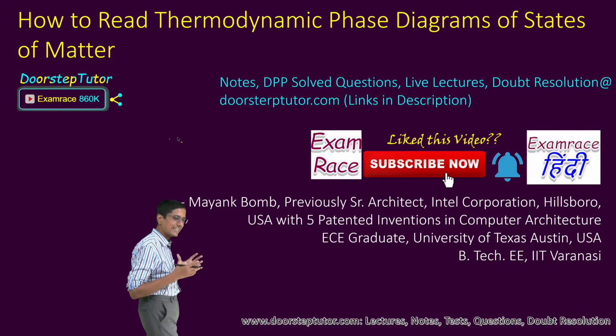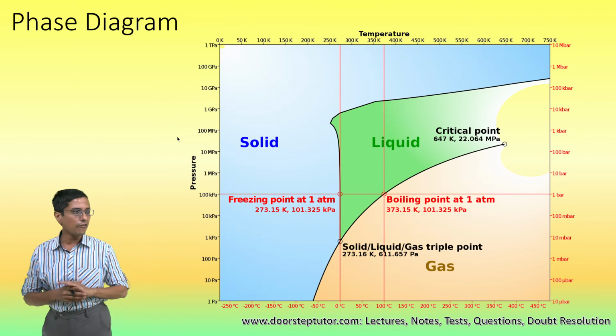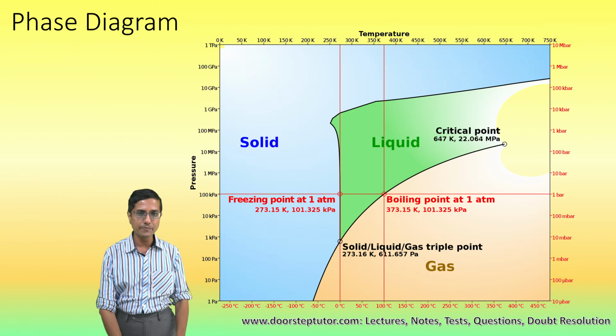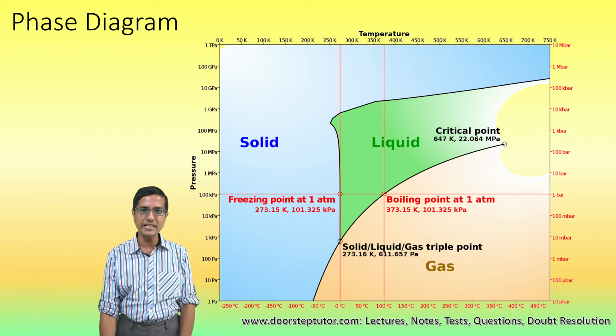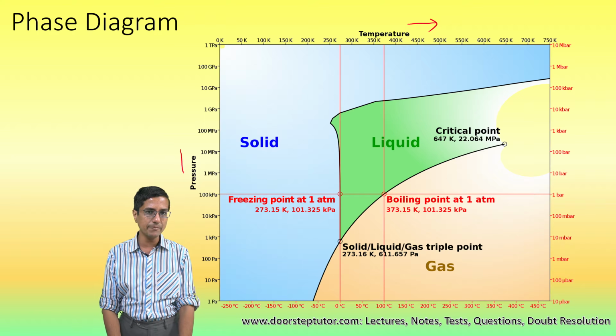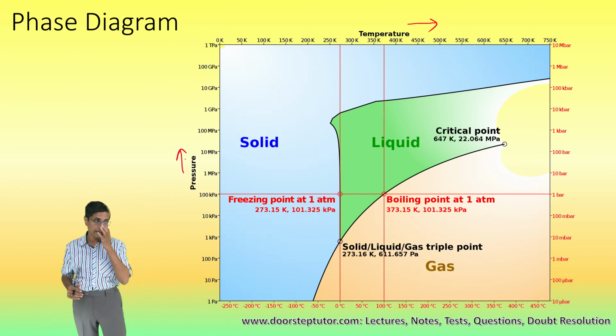So we know that there are three primary states of matter: solid, liquid and gas. We also know that I can go from one state of matter to the other by changing the pressure and temperature. This particular fact is represented by something known as phase diagrams, where we plot temperature on one axis, typically the x-axis, and the pressure on the other axis, typically the y-axis. So that is the increasing pressure and increasing temperature.